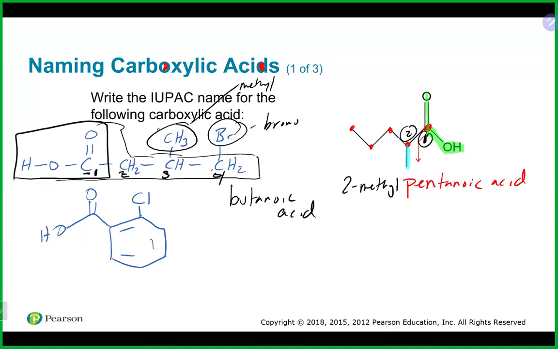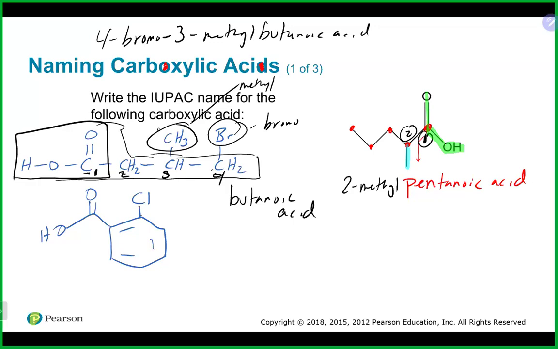Again, we're going to go alphabetical like normal. So this will be something maybe like 4-bromo, 3-methyl, looks like, and a little butanoic acid in this case. Questions on that one there?